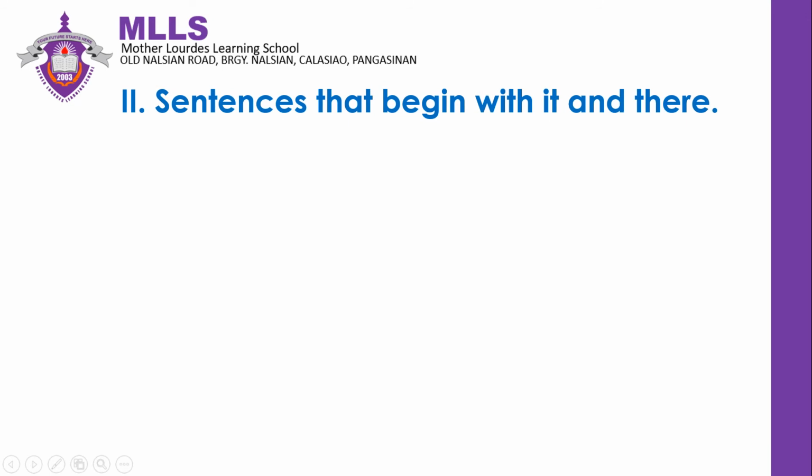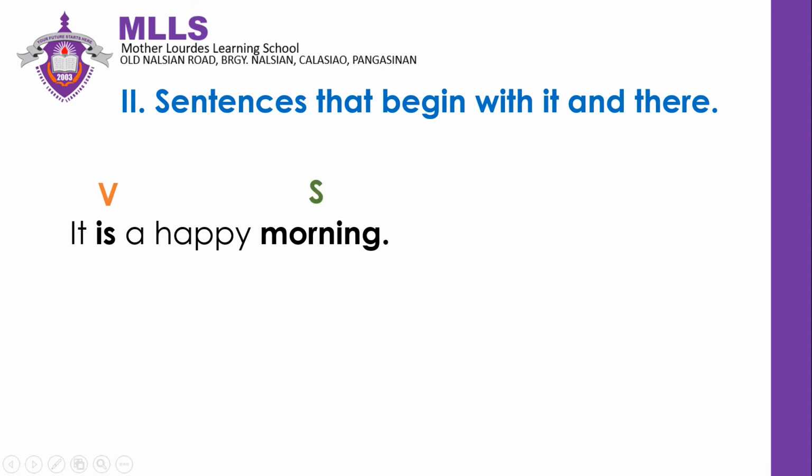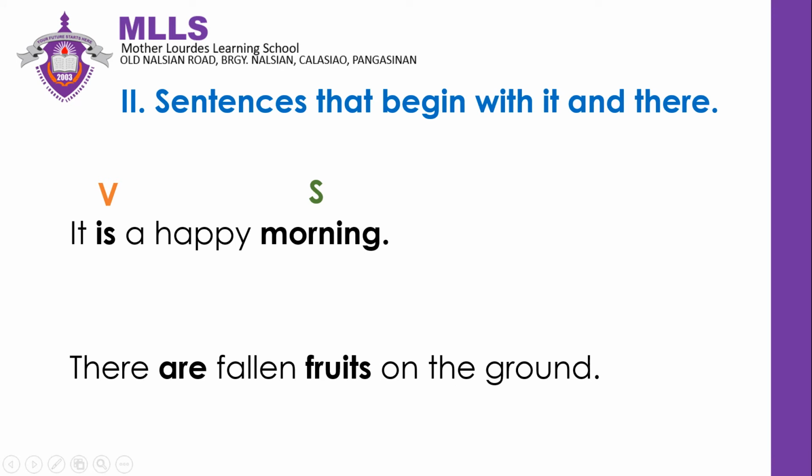Sentences that begin with it and there. Examples: It is a happy morning. The verb is appears before the subject morning. There are fallen fruits on the ground. The verb are appears before the subject fruits. When sentences begin with it and there, the verbs appear before the subject.